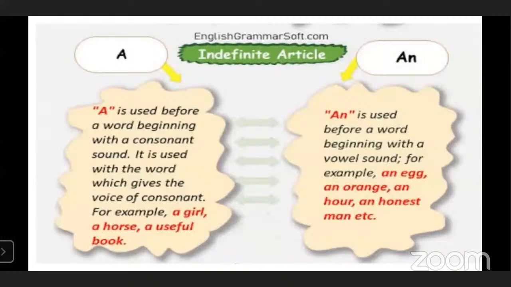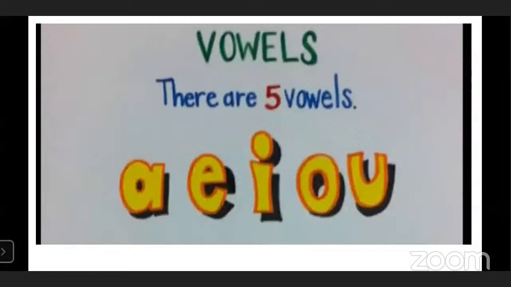Let's see in more detail. Okay? Look here. As you all are aware, there are five vowels. And what are they? Yes. A, E, I, O, U. These are our five vowels. Just now I said, when any word begins with these vowels, we use an.